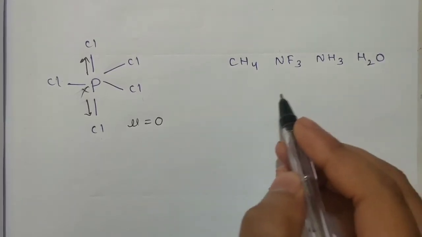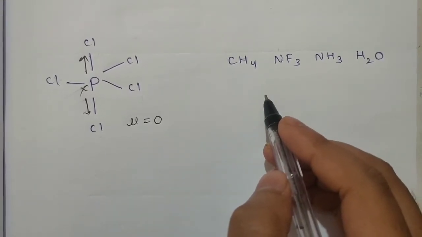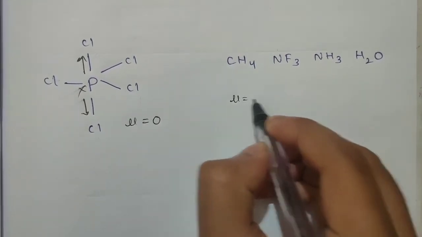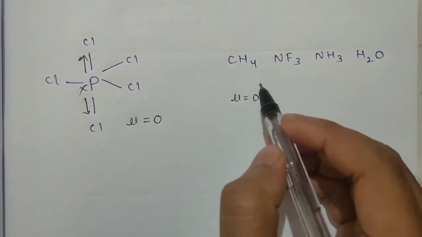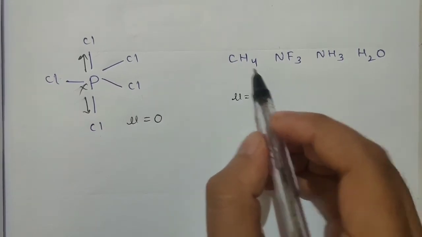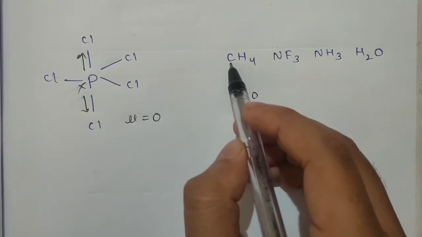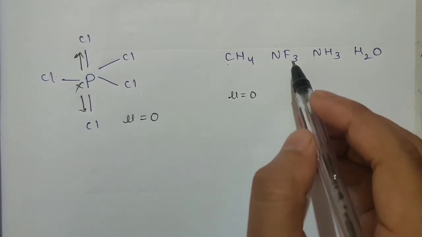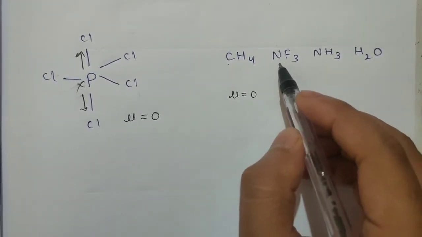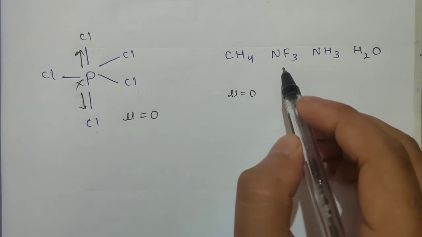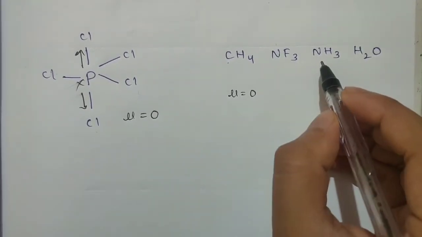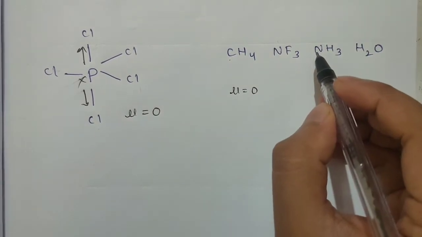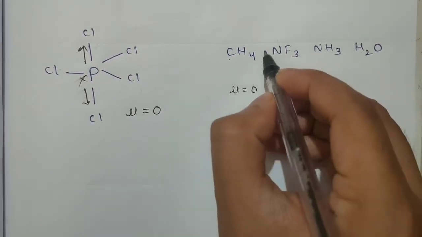So here in this case, let's find the polar order. In CH4, I told that the dipole moment value will be 0 because the bond dipoles cancel each other. Coming to NF3, the bond dipole of the lone pair and the resultant dipole of the three N-F bonds are in the opposite direction. And coming to ammonia, these are always in the same direction with the lone pair of electrons. So that's why the order will be like this.